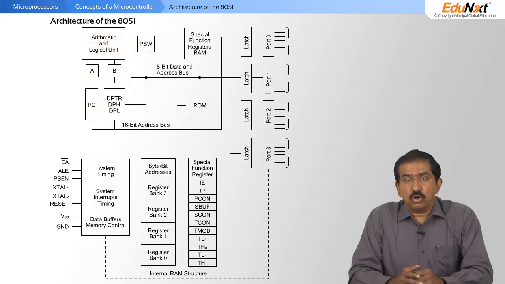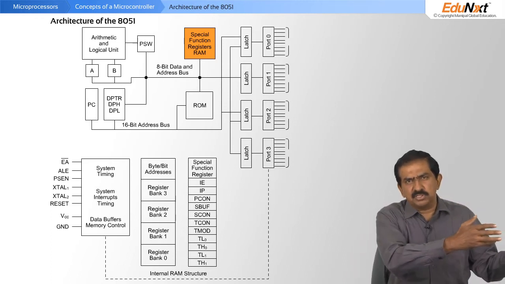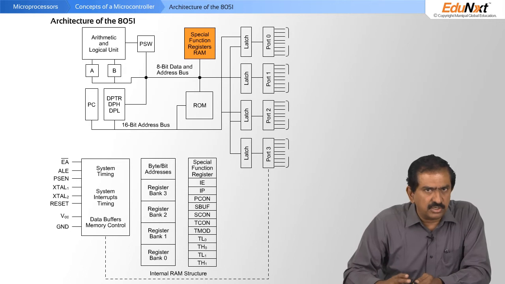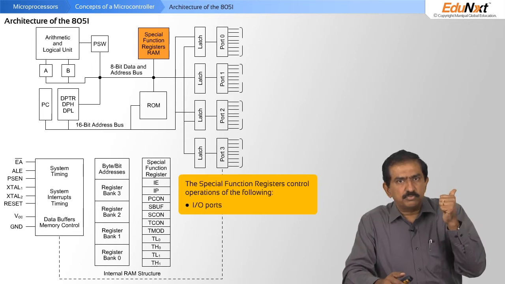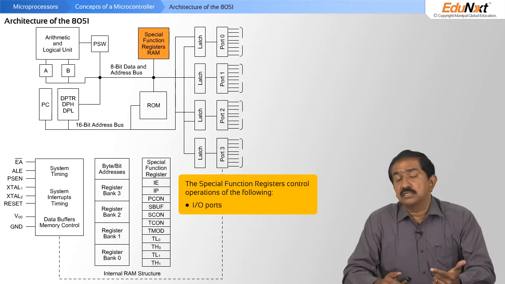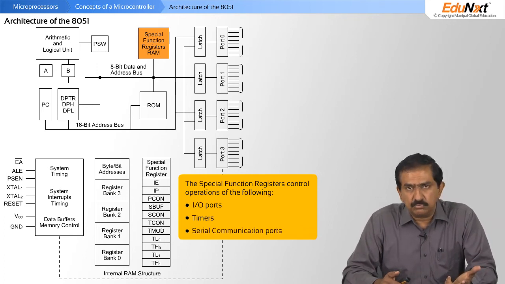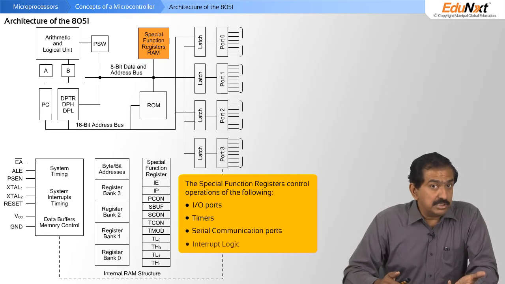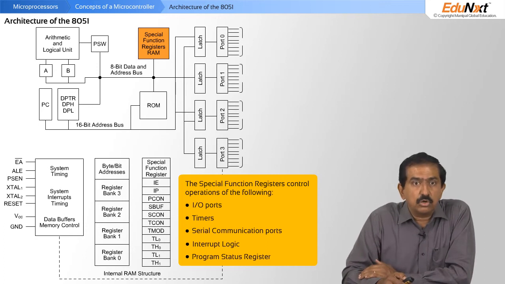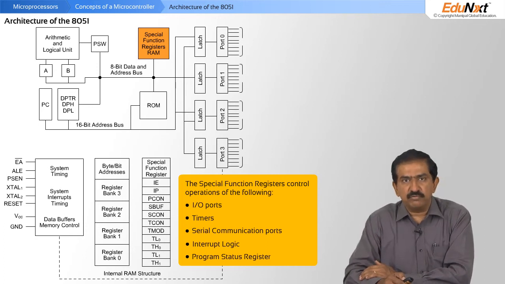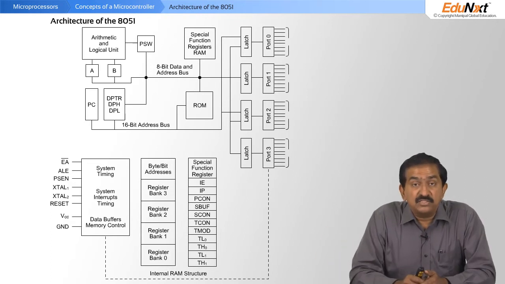It has a bunch of what are called special function registers, and these are RAMs, really. Like you have general purpose registers in a microprocessor, you have special function registers in a microcontroller, in the case of the 8051. These speak to the I/O ports. These control the timers. They are the timers in them. They control the serial communication ports and their operations. They control the interrupt logic, and they also contain the program status register. These are called the special function registers of the 8051. And as I said, a microcontroller must have I/O ports. The 8051 has 4 of them.